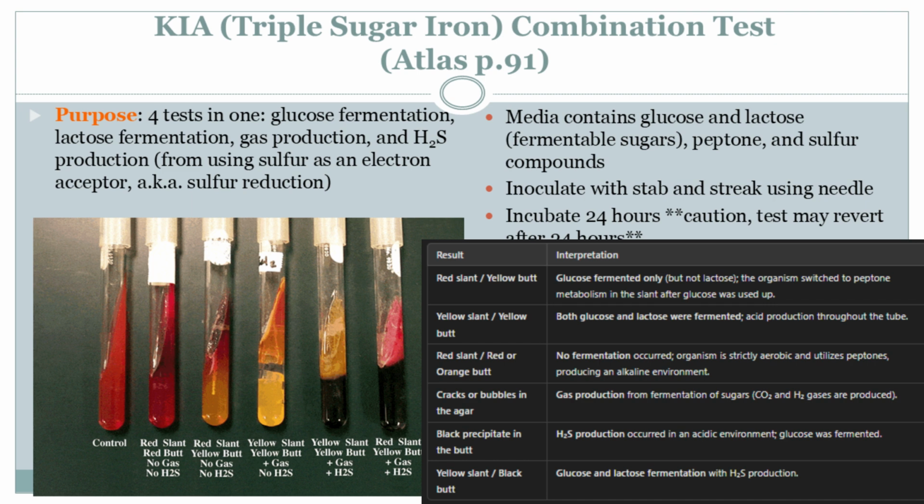Well, it depends on the rest of the tube. The KIA slant has a slant and then a butt. If the butt is also yellow, then that means it can ferment lactose too, so it can use both. Where it is on the slant and what color it is tells us what it's eating. If it's just the tip, then it's just glucose. If it's the whole thing, lactose and glucose. That's a neat little trick. It is a very elegant test.